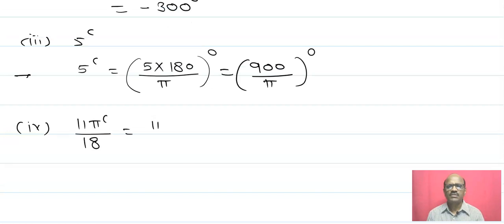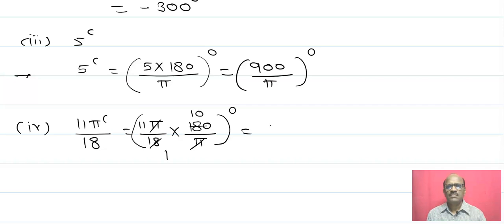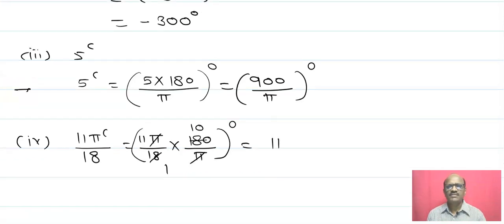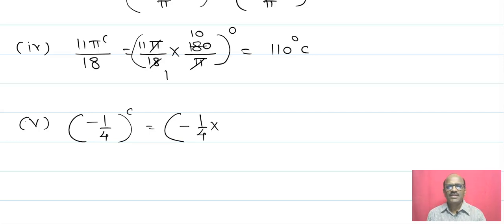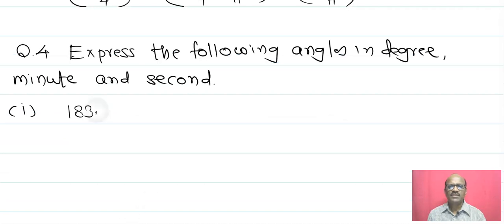Next is 11 pi radian upon 18. Again multiplication, 11 pi by 18 into 180. Therefore, work it out. It's a value 110 degree. By mistake it is written C. That is minus 1 upon 4 radian is equal to minus 1 upon 4 into 180 upon pi, and normal simplification is there. That is 180 upon 4 means what? 45. Therefore minus 45 upon pi degree.